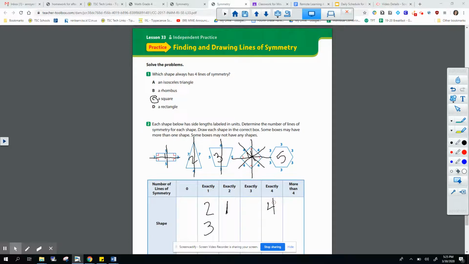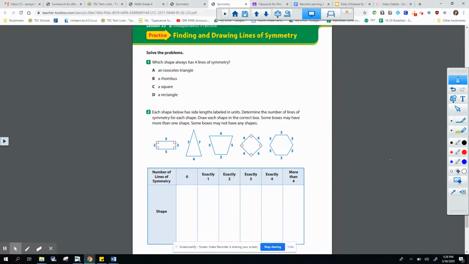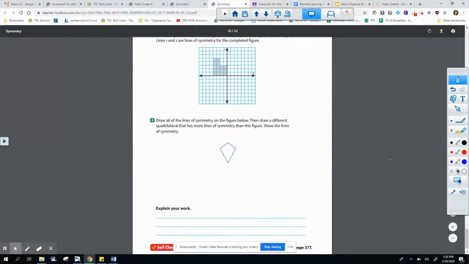And then this is a hexagon. All sides are the same. All angles are the same, which means that I would just have to count the sides. And this would have 6 lines of symmetry, so that would go in the more than 4 column. Remember, I could do through every side, every angle for those lines of symmetry, just like that. Okay, and then I'm going to move this down so we can see the back side of this.